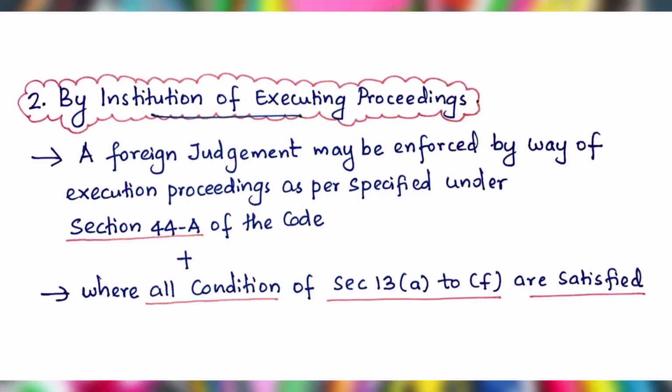And the second way is by institution of execution proceedings. A foreign judgment may be enforced by way of execution proceedings as specified under Section 44A of the Code, where all conditions of Section 13 subclause A to subclause F are satisfied.